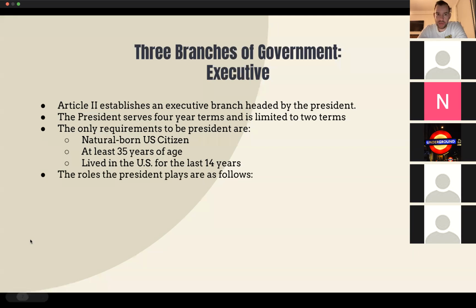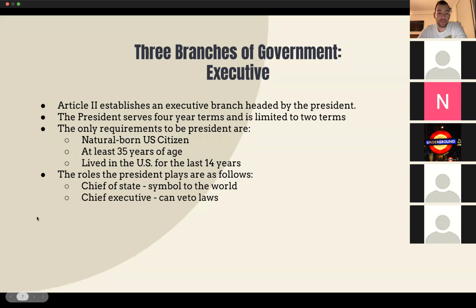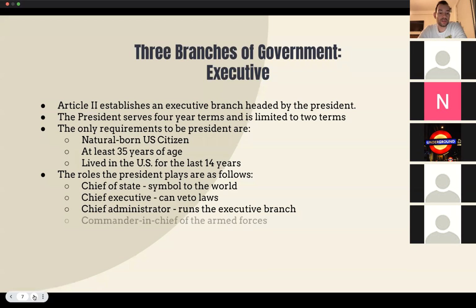The president plays many roles. Here are some examples of the roles the president is intended to play. First, the chief of state. This means that the president is a symbol to the rest of the world. Second, the chief executive. Like I mentioned, the president has the power to veto laws, very important power. Third, the chief administrator. The president is the one who runs the whole executive branch. The president gets to appoint the people that run departments like the Environmental Protection Agency or HUD, Housing and Urban Development, or Transportation. The president has that power. And so they can hire and fire all the people that lead those organizations.